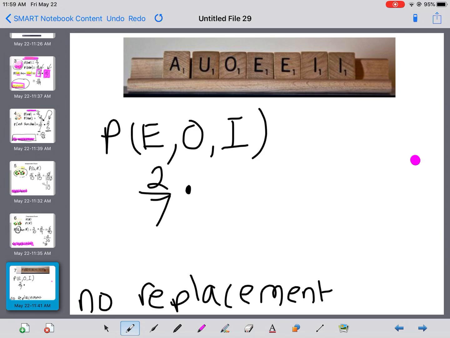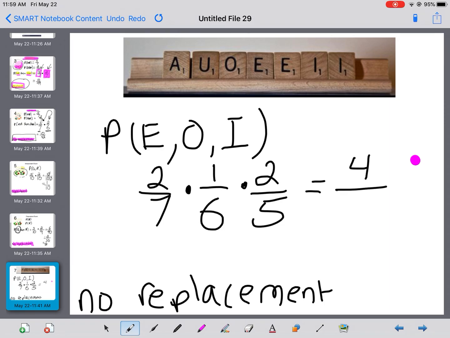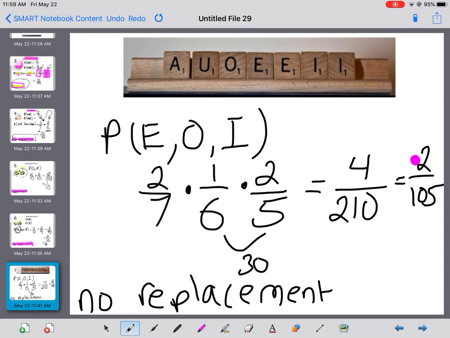So I've taken my E tile out of the bag. Let's say it's in a bag. Now, what's the chance of me getting an O? Well, there's still only one O in there, but now there's only 6 tiles left. So then I keep that one out. Now there's 2 I's left in there, but there's only 5 tiles left. Then I would multiply the top, and then I would multiply the bottom. So I could do 6 times 5 is 30, and then 30 times 7 is 210. And then if I wanted, I could simplify to 2 out of 105. Okay, so that's a dependent event where there's no replacements.